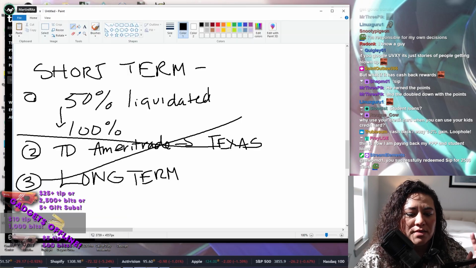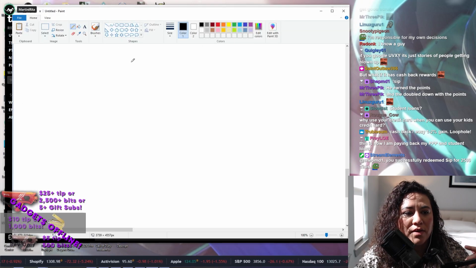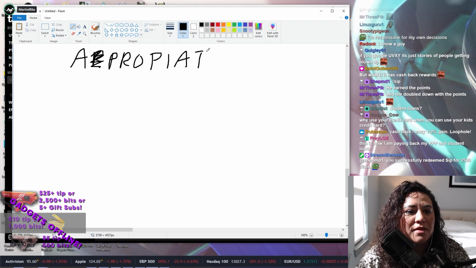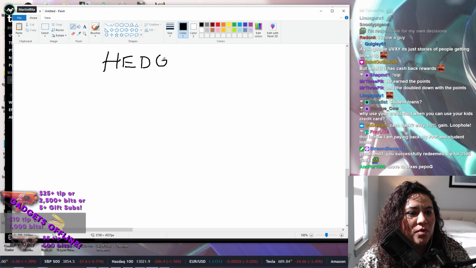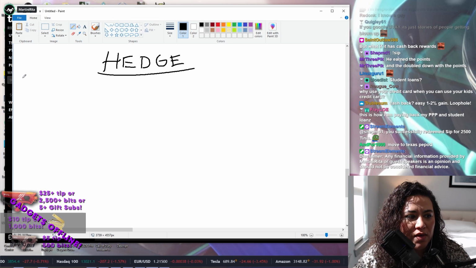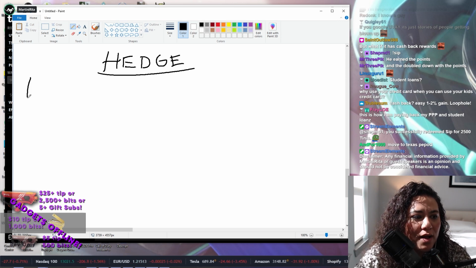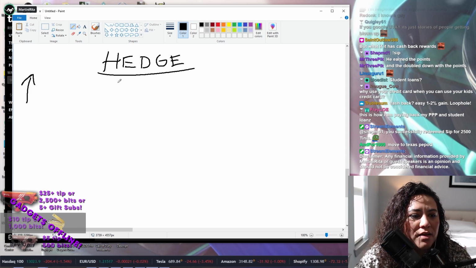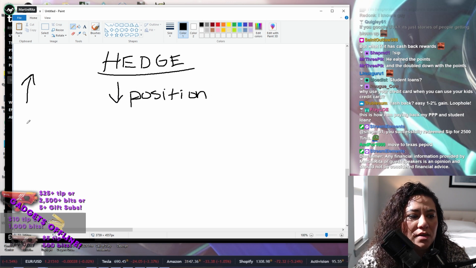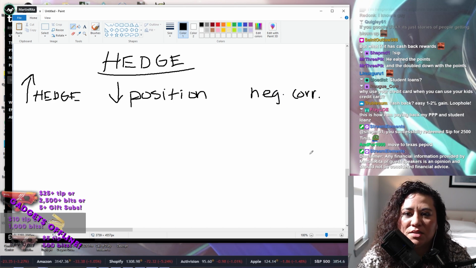So now we're going into the second talk of appropriate hedges. Whatever. So what is a hedge? A hedge is something that rises in value when your position lowers in value. In other words, it needs to be negatively correlated, right? What it is, it's protection.